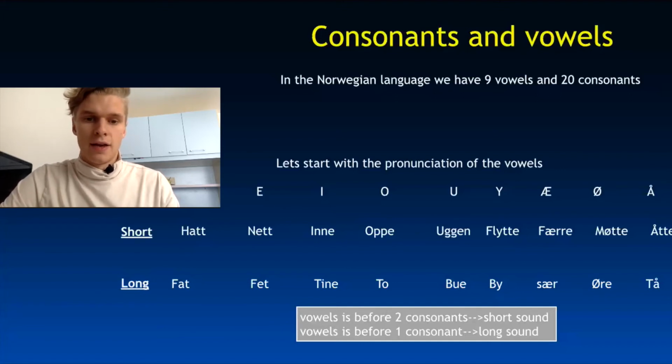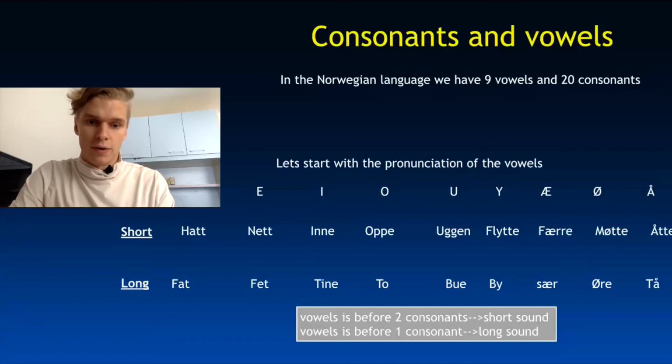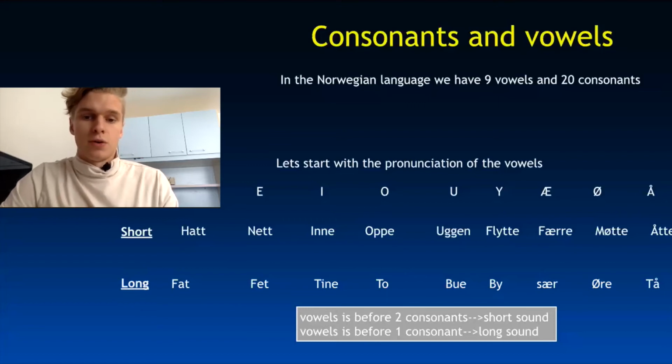Okay? What about this one with the I? Tina, tina. Okay, the pressure is on that one, okay? It's on the vowel because there's no double consonant, okay? Same with the O, to. Okay? The pressure is on the O. To. Okay? Next one, bue. Pressure is still there. Sær. Pressure is there. Øre. Pressure is on the Ø. To. Pressure is on the O.